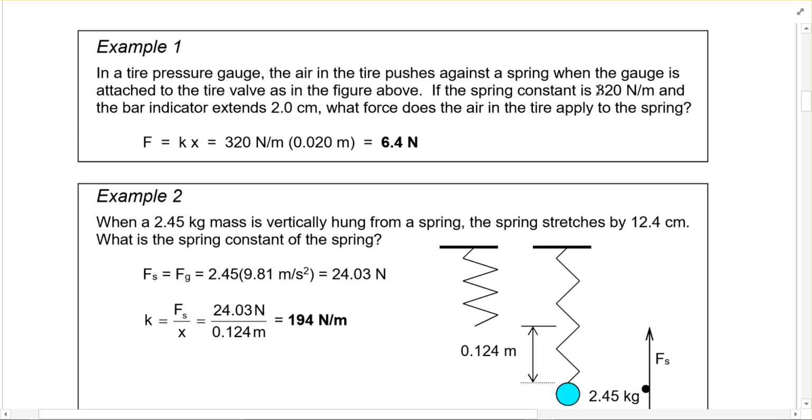Okay, if the spring constant is 320 newtons per meter and the bar indicator extends 2 centimeters, what force does the air in the tire apply to the spring? So we just really need our F is equal to Kx. And we don't really need the negative sign there. You could put it there. That's just going to show you the direction that's going to be involved too. But if we just want the magnitude of our force, just drop the negative and you get 6.4 newtons.